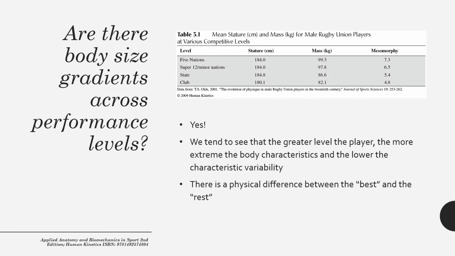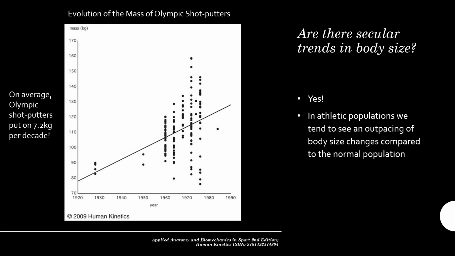The next question is, are there body size gradients across performance levels? Again, the answer is yes. We tend to see the greater the level of the player, the more extreme a body characteristic becomes, and the lower the characteristic variability. So when we get to that really elite level, everybody starts to look the same. I liked the quote in the book that says there's a physical difference between the best and the rest. So we know not only are athletes different, but when we start looking at levels of competition, the athletes are different there as well. And then the final question is, are there secular trends in body size? Again, the answer to this is yes.